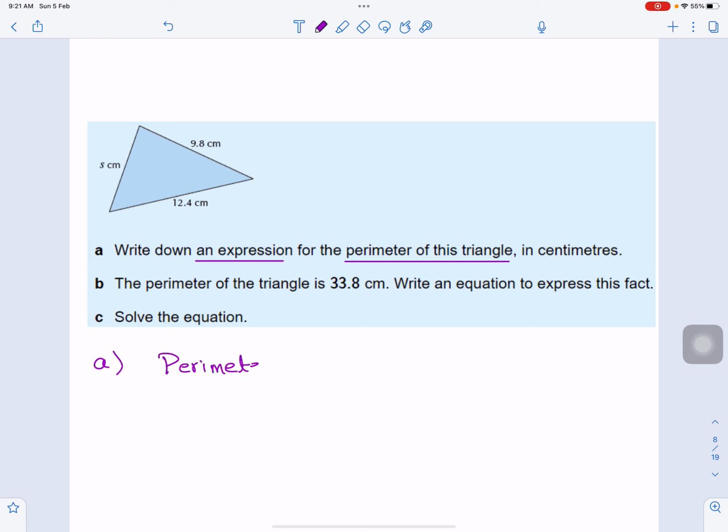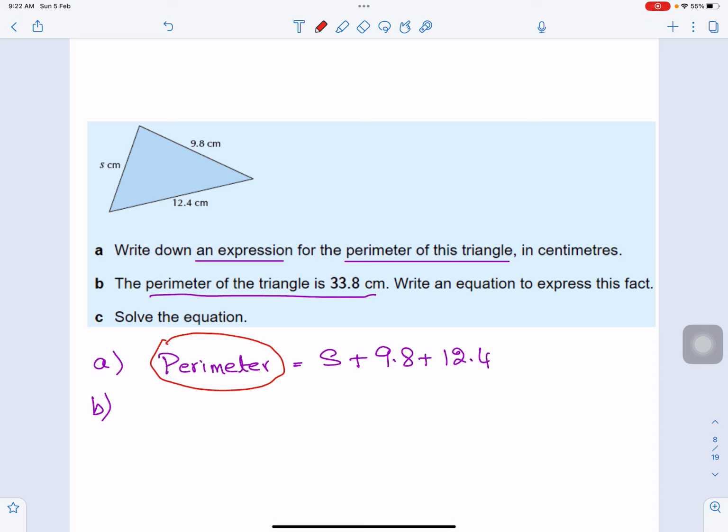So if you see in the above question, it is S plus 9.8 plus 12.4, and finish. Stop here. Then part B is saying the perimeter of the triangle is 33.8. Now they are giving you the information about the perimeter, 33.8. So I will write 33.8 equals to this whole thing as it is here.